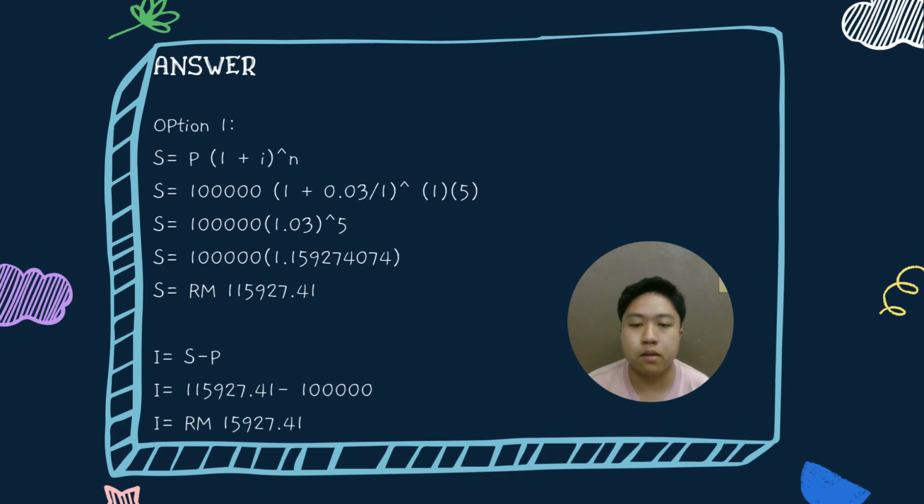The last answer for S is RM 115,927.41. Then we find the interest with the formula I equals S minus P. We write I equals 115,927.41 minus 100,000, and we will get the answer of RM 15,927.41.